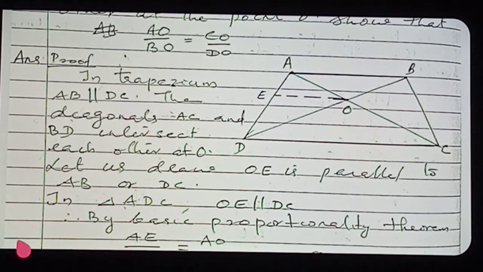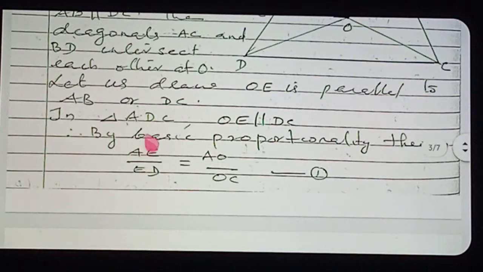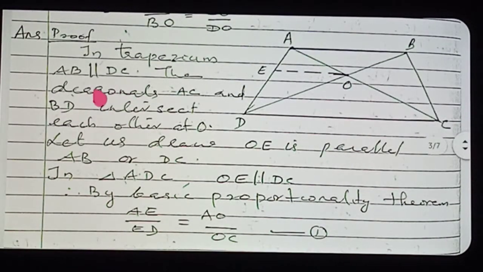So that only we are going to apply. Listen here, see the diagram also, then only you can understand easily. So EO is parallel to DC of triangle ADC. Therefore, applying the theorem, AE by ED is equal to AO by OC. Which triangle we are taking, which line segment is parallel to which side, you want to understand all that properly. Anywhere, if you write a ratio, you will not get marks. So AE by ED is equal to AO by OC. Keep it as equation number 1.